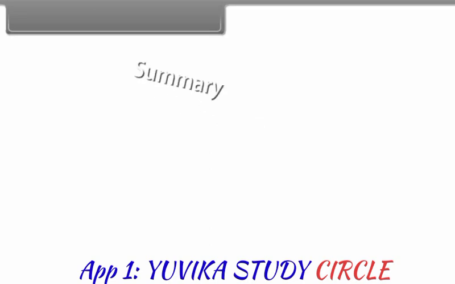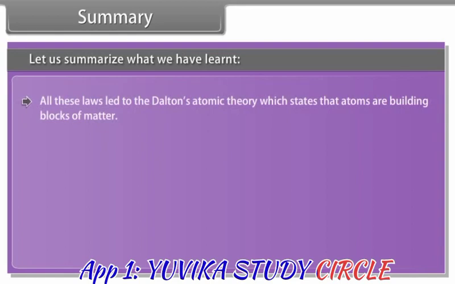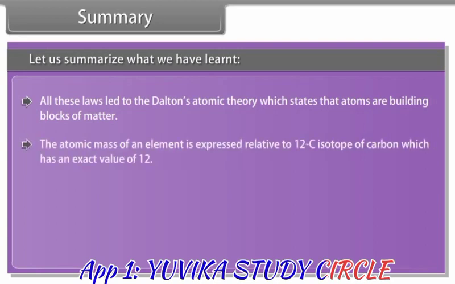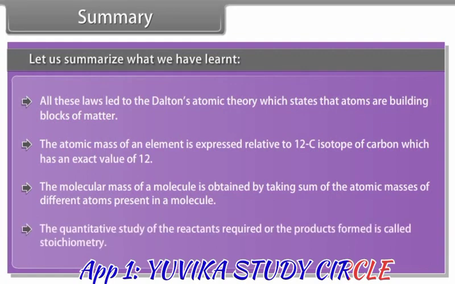Summary. Let us summarize what we have learned. All these laws led to Dalton's atomic theory, which states that atoms are building blocks of matter. The atomic mass of an element is expressed relative to 12C isotope of carbon, which has an exact value of 12. The molecular mass of a molecule is obtained by taking the sum of the atomic masses of different atoms present in a molecule. The quantitative study of the reactants required or the products formed is called stoichiometry.